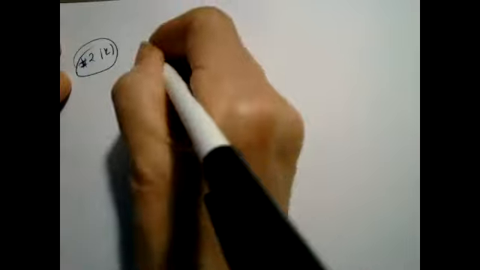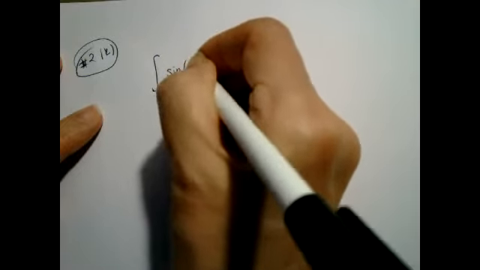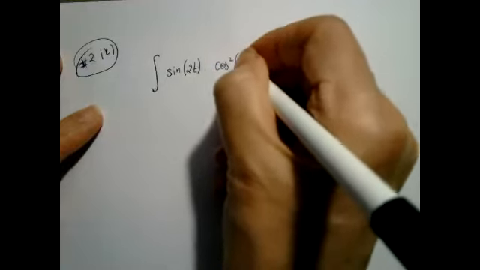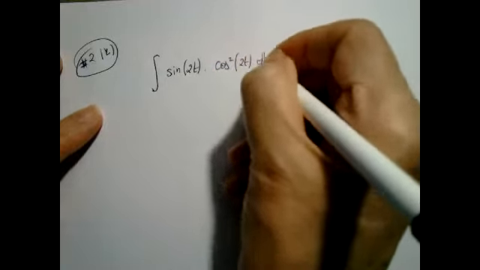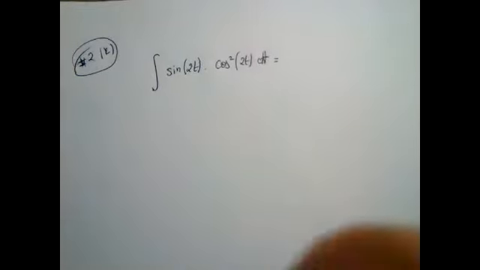I start with K. All right. So we have to find the integral of sine of 2t cosine square 2t dt. Okay, so of course I will need your input.